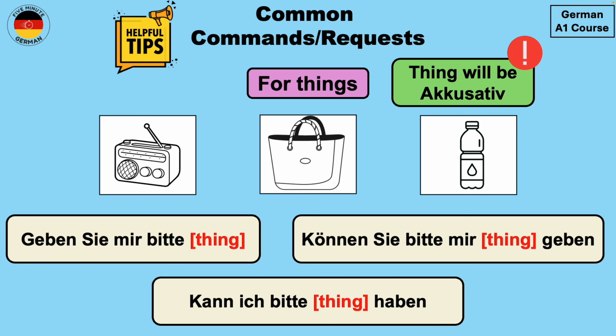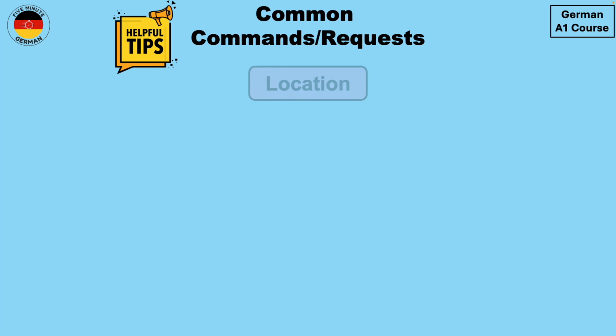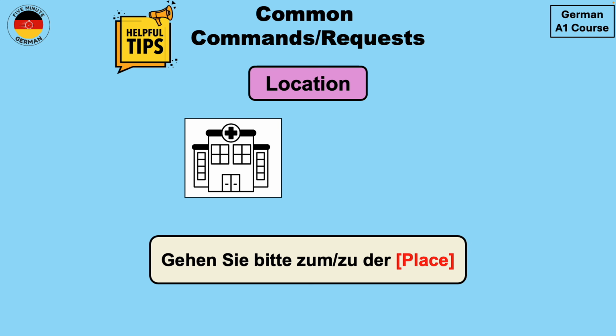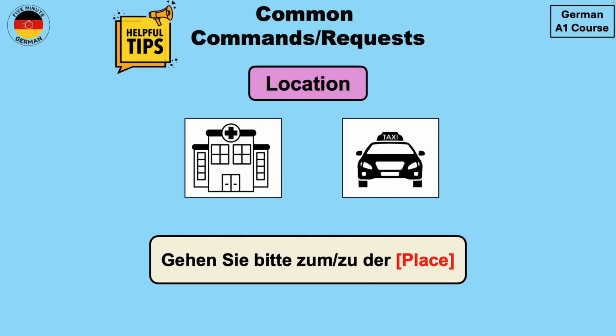requests. Now if instead of a thing, you see a location on the card, for example, a hospital or ein Krankenhaus, then you can use the sentence, Gehen Sie bitte zum Krankenhaus. We also used this sentence in the example earlier with the Bahnhof or train station, and this can also work with some other things as well. For example, if you get the image of a taxi, then you can say, Gehen Sie bitte zum Taxi. So you see how this request can be used in different situations.